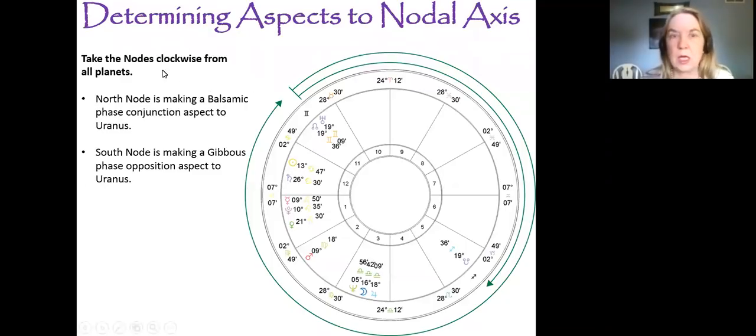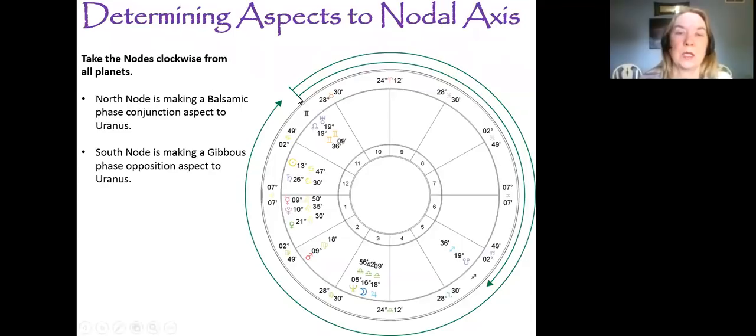The nodes go clockwise. Most of you know 90% of the time the nodes reverse through the zodiac, so they reverse through the houses as well. So we're always comparing the nodes to a planet, okay? Nodes are points in space. I'm not going to take time to explain those. Beginners, search elsewhere.